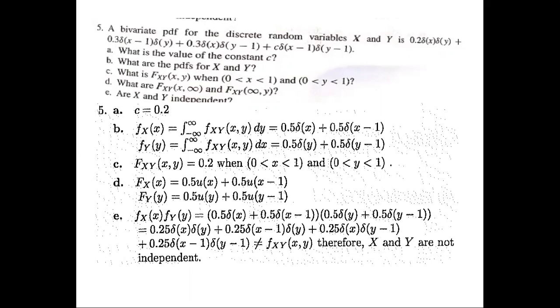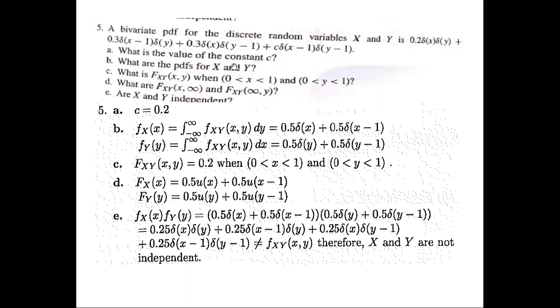So thus you'll get 0.2 plus 0.3 plus 0.3 plus c is equal to 1. 0.2 plus 0.3 plus 0.3 is 0.8, so c will be equal to 1 minus 0.8, and that will give us the value of c equal to 0.2.